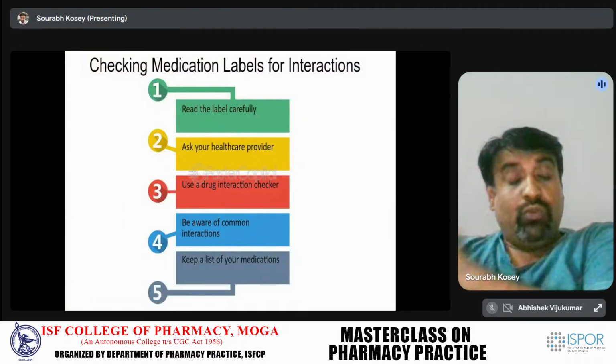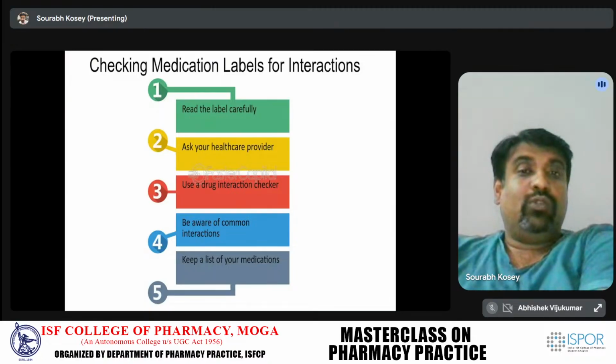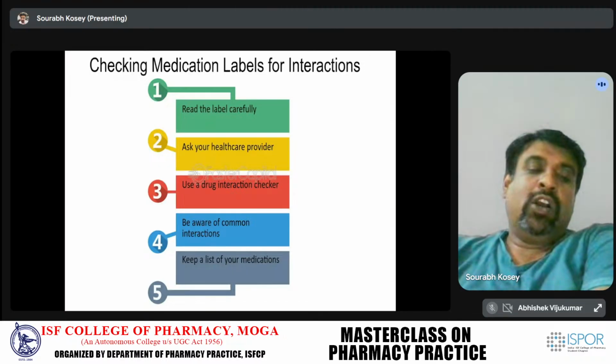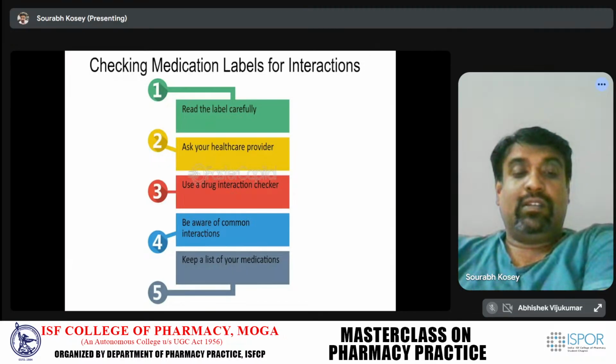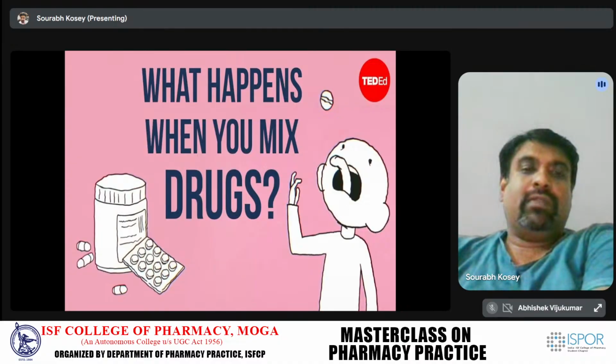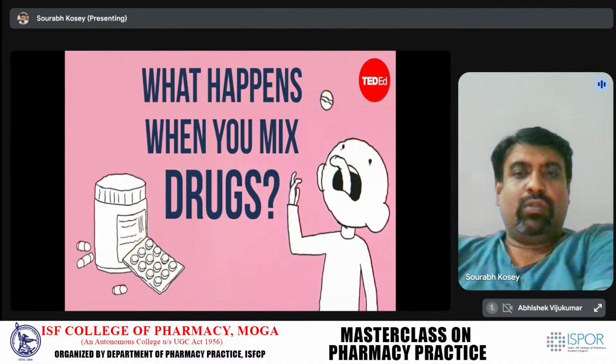So whenever you feel that a drug has interacted, you need to check the labels of the drugs, and read that label carefully, along with the instructions given by your healthcare provider, and use the Medscape drug interaction checker. There should be common awareness about drug interactions, and keep that list. So what happens when you mix these drugs all together?